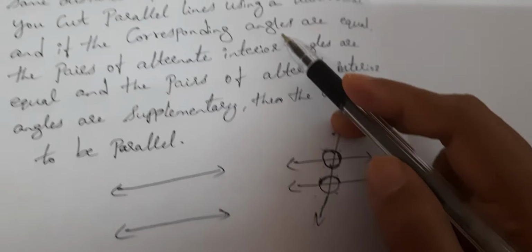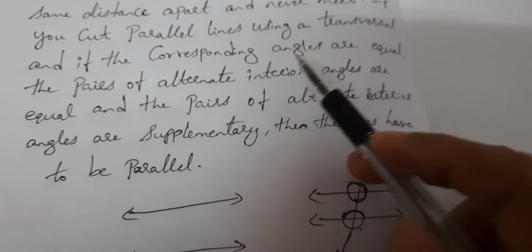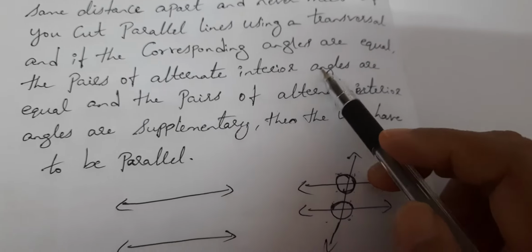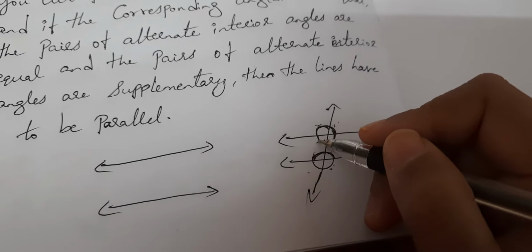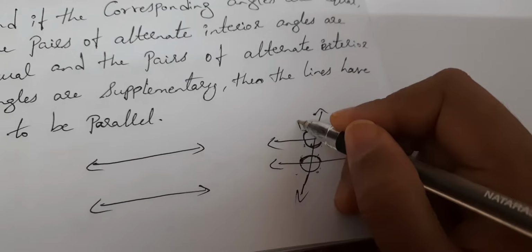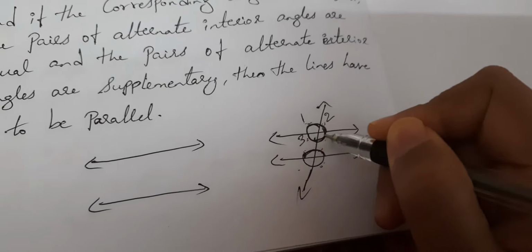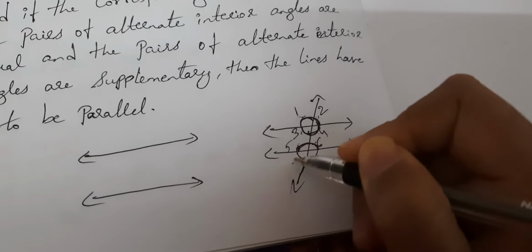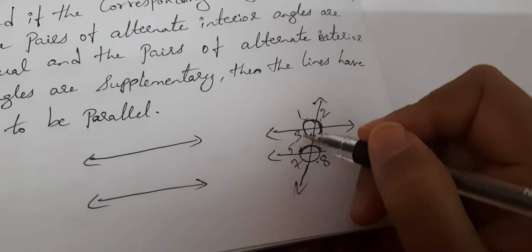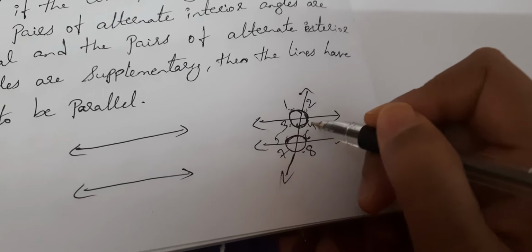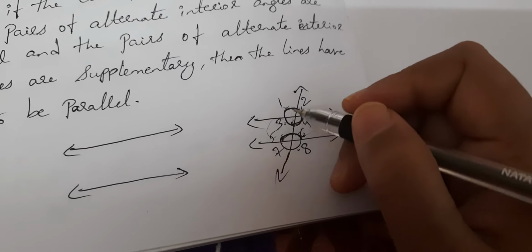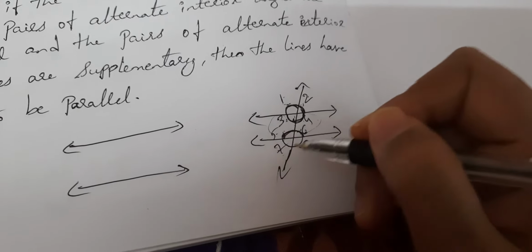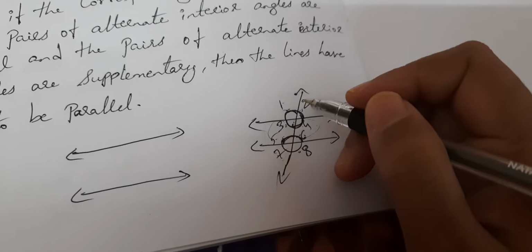So now they are telling that corresponding angles are equal, and the pairs of alternate interior angles are equal. Alternate interior means what? See now, here suppose I am numbering 1, 2, 3, 4, 5, 6, 7, 8. Actually, what are the interior angles? 3, 4, 5, 6. These are inside, so they are called interior angles. Exterior means 1, 2, 7, 8. These are outside, so exterior.